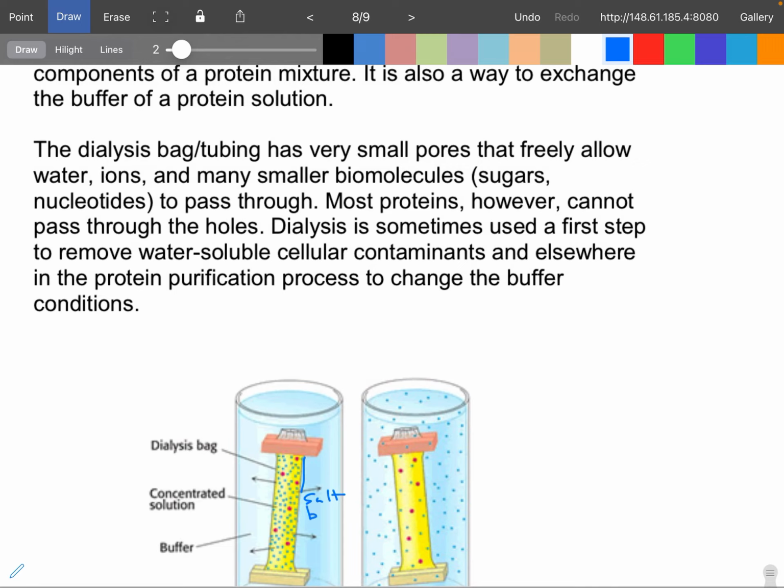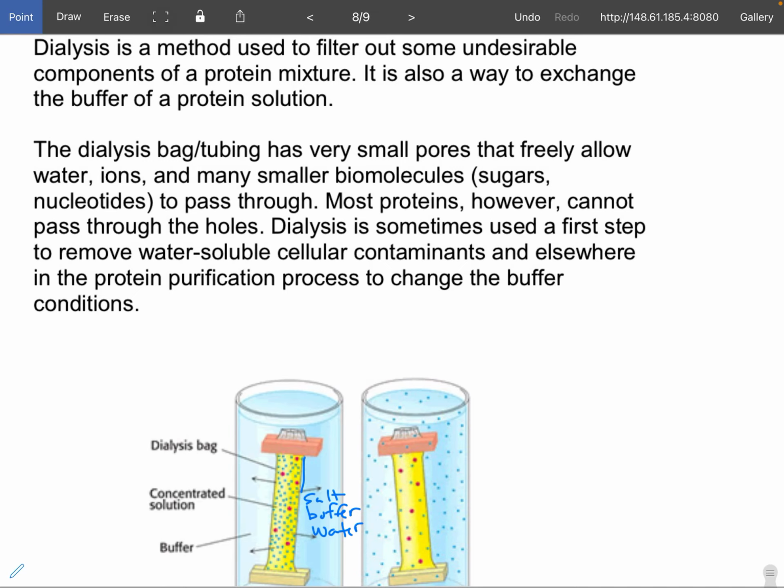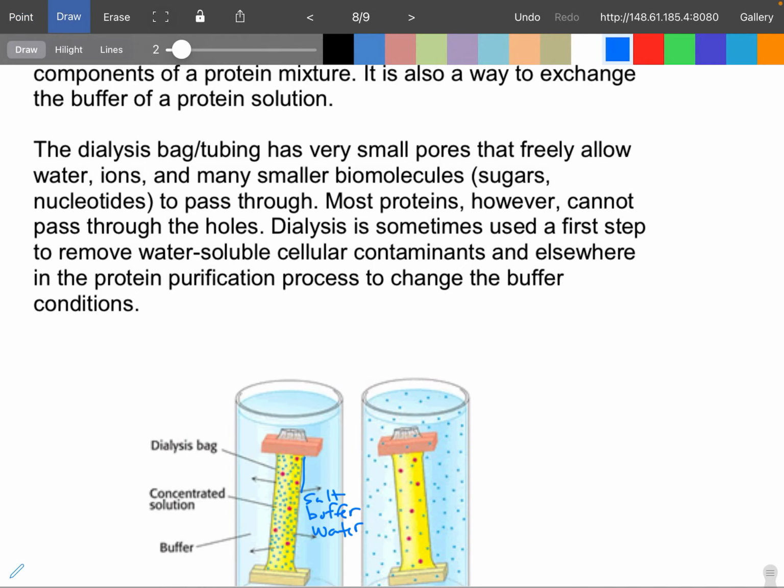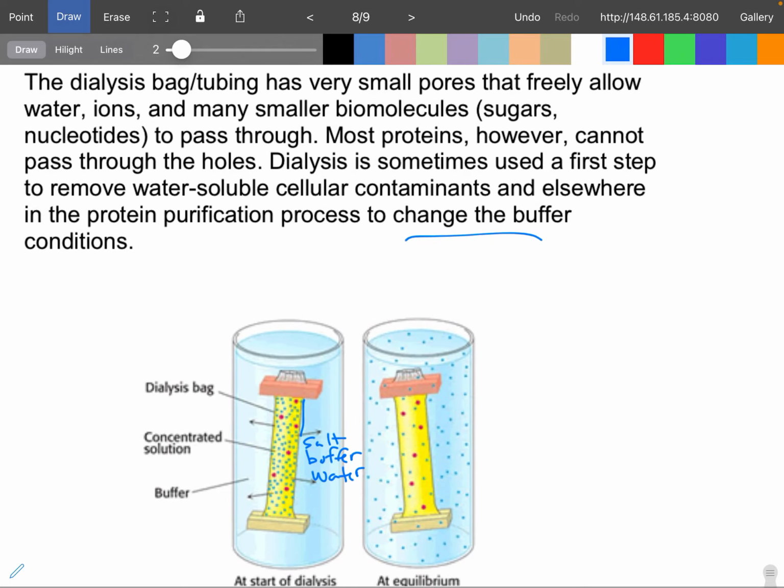And so we use dialysis for a few reasons. We might use dialysis as a first step to remove some contaminants in a protein preparation. We also might utilize it to change the buffer. And this is what we do quite a bit in biochemistry, and it's certainly what we're going to do in this class. We're going to utilize dialysis particularly to change the buffer. We're going to want to change the salt and also the pH for experiments that we're going to do.